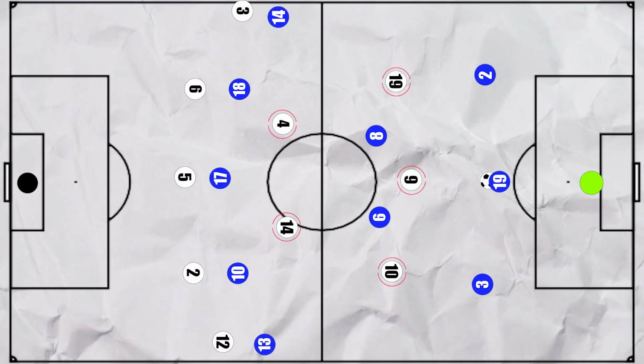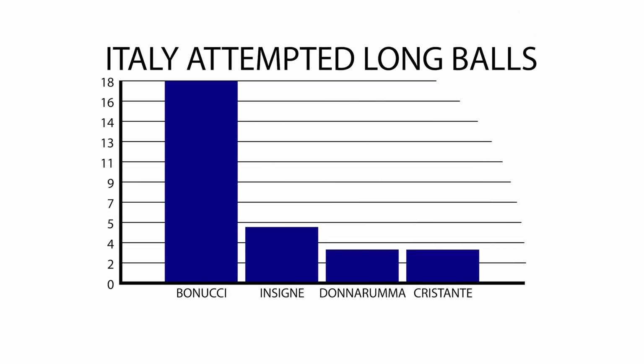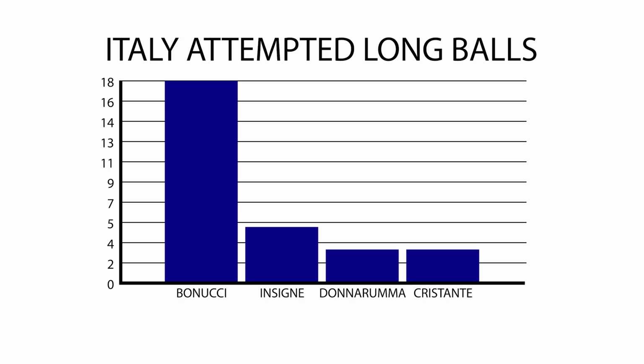And at times, if you can't go through the block, going over it is a great alternative. So with Bonucci in particular having time on the ball, he often looked for longer balls in behind Trippier and Walker to Insigne or Emerson, leading to some good situations.